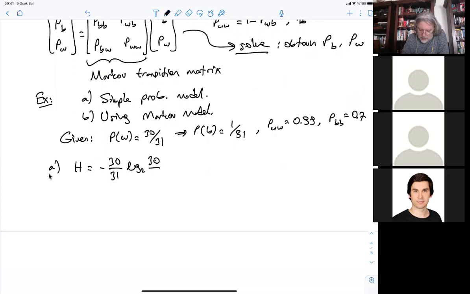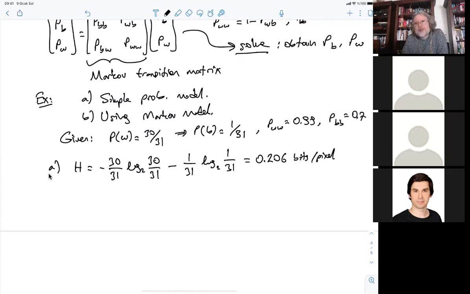Logarithm of 30 over 31, the probability of white in other words, minus 1 over 31 logarithm base 2 of 1 over 31. And this one, of course, you cannot do just by paper. You have to use calculators. And when you use calculators, as far as I can reckon, it's something like 0.2 bits per pixel. By the way, this is also quite small. It's not 1. It's 0.2 bits per pixel.